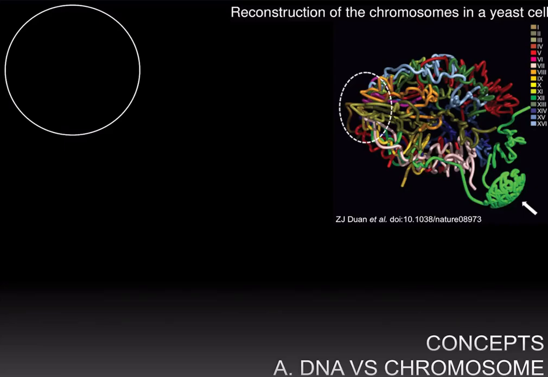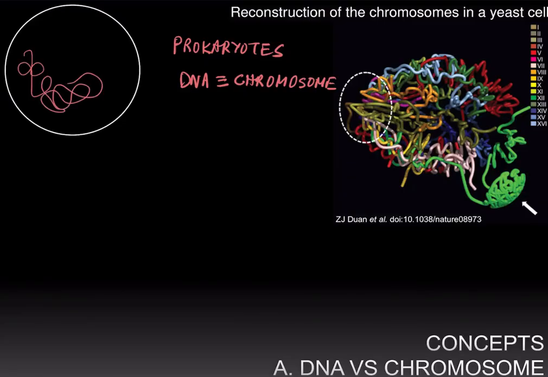What is the difference between DNA and chromosomes? A chromosome is in fact a DNA molecule, and in prokaryotes such as bacteria, DNA is basically the same thing as a chromosome. However, in eukaryotic cells, the DNA inside our nuclei is a really big jumble.